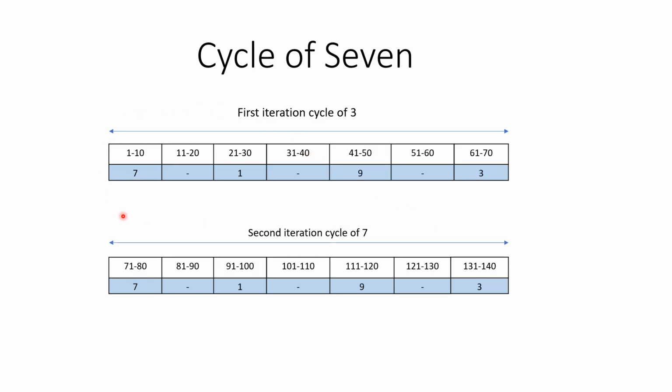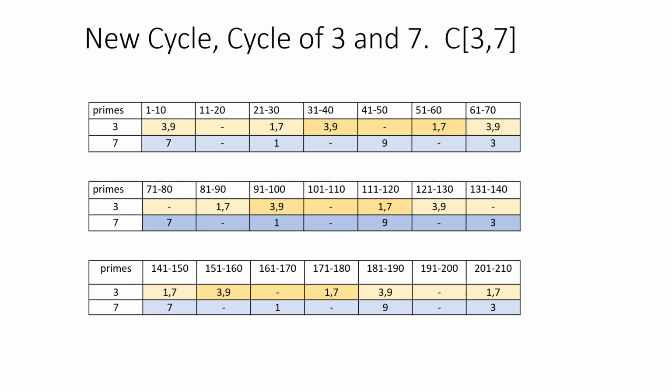Again, in the next iterations of the cycle of 7, the multiples are going to repeat in the same order, and very important, the cyclic prime terms also repeat in the same order. But what is interesting is when we merge the cycle of 3 with the cycle of 7.